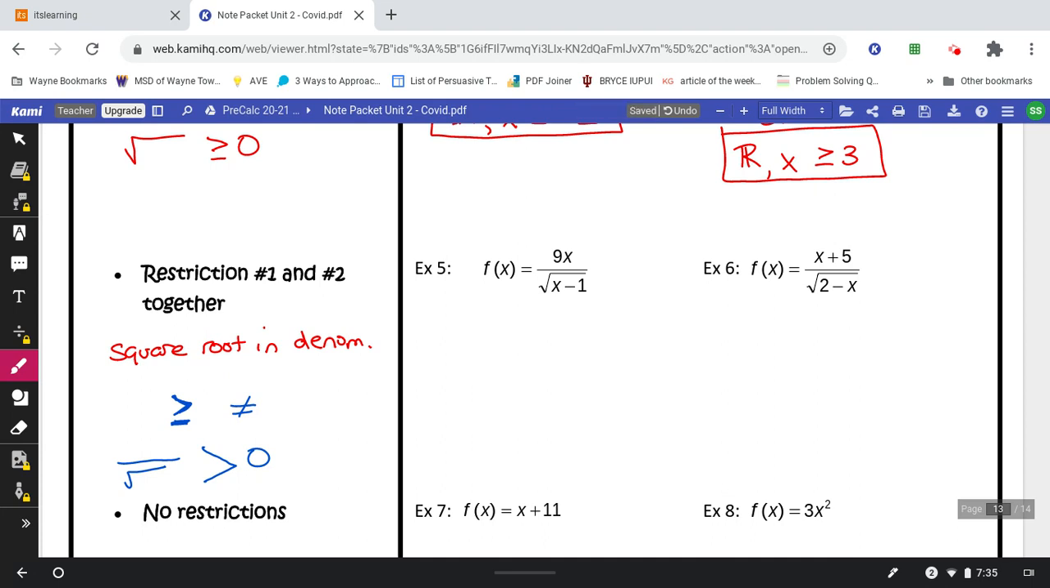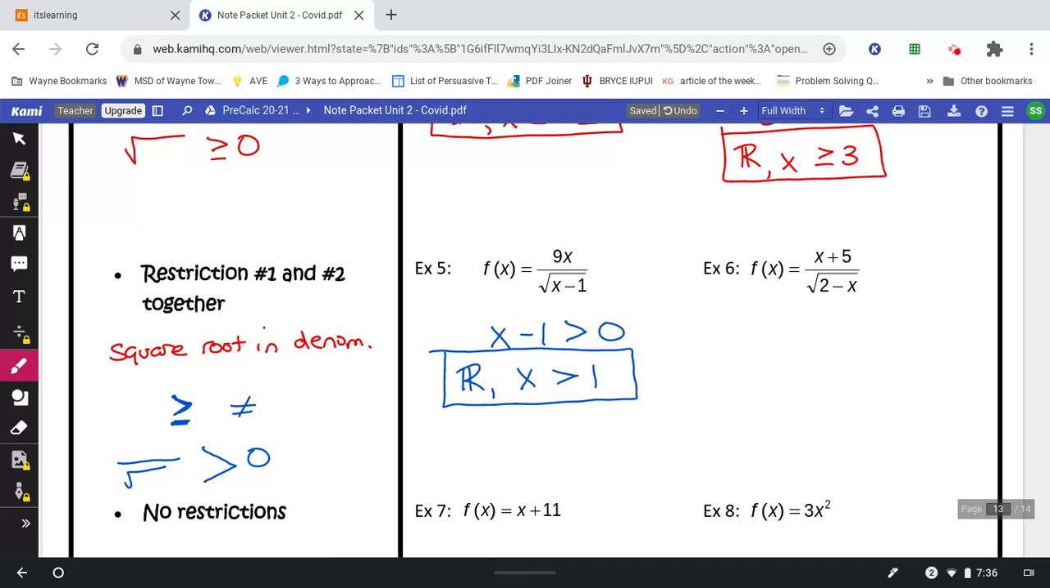All right, so 5 and 6 are examples of a square root in the denominator. So I take what's in the square root, and instead of using the greater than or equal to, instead of using the not equal to, I'm just going to use the greater than. Add 1 to both sides. All real numbers as long as x is bigger than 1. For that one, it means I actually could not use 1 because 1 is not greater than 1. So I'd have to use numbers bigger.